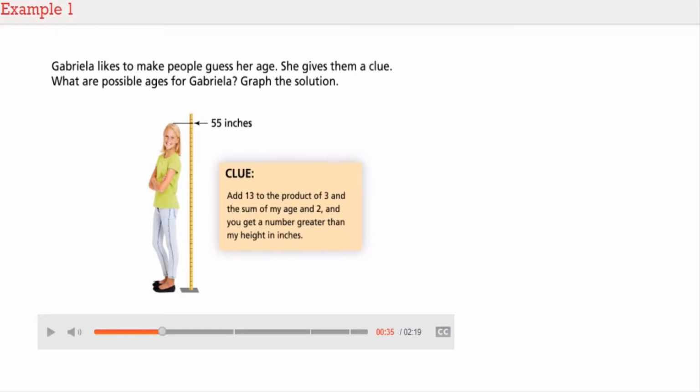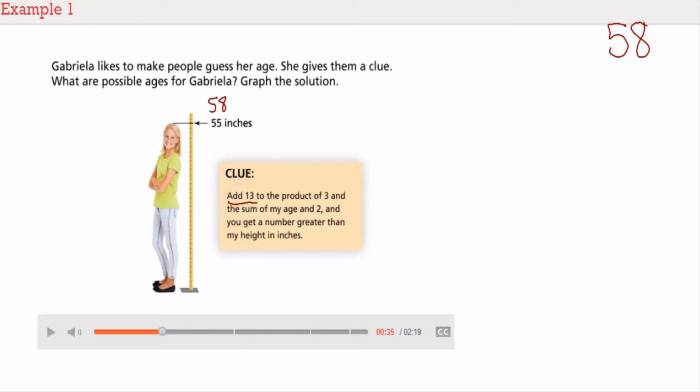First, we have to build our inequality. In this case, instead of using 55 inches for her height, I'm going to use 58 inches for her height. So that's going to be on one side of the inequality by itself. So I'll put 58 on this side. Now to figure out what goes on the other side, you have to read the clue.